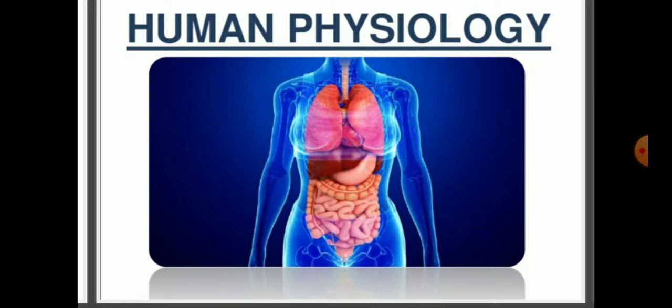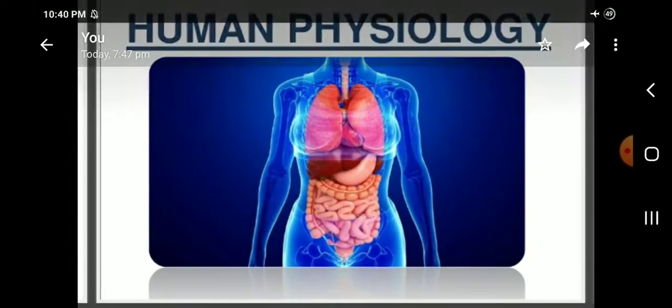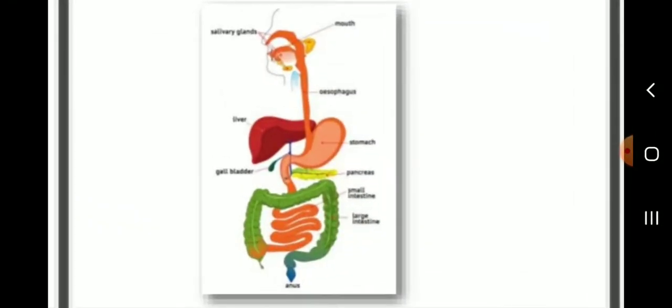Now we are going to discuss basic biology. Now we are going to discuss this chapter, human physiology. Okay, now we go to human physiology. Listen: digestion and absorption. Digestion and absorption we already learned.